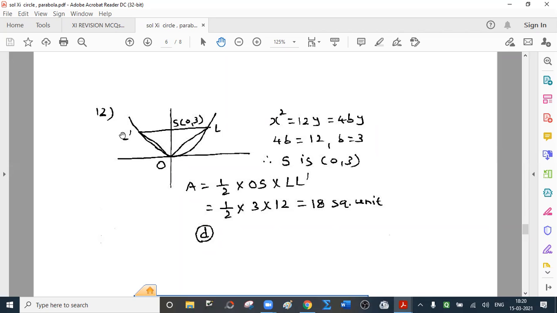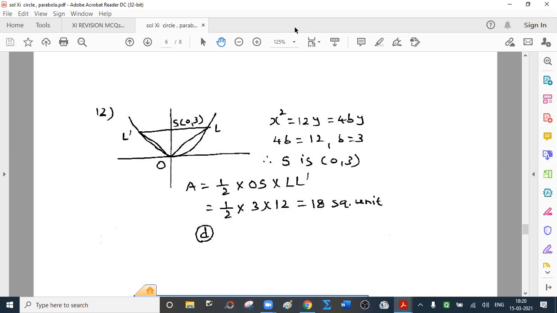Now what is the base? LL dash. Now you need not find the coordinates of L and L dash. LL dash is basically the length of latus rectum. Length of latus rectum is 4b, which is 12. So half into 3 into 12, so 18 square unit is the answer, which is given in option D. D is the correct option.